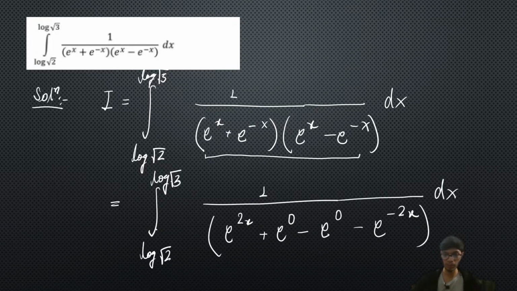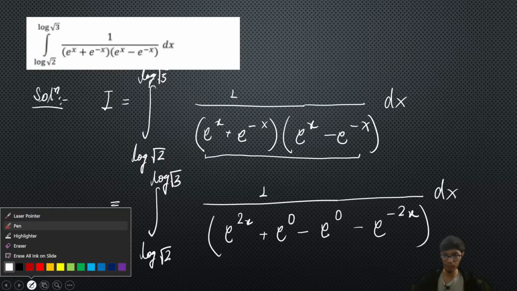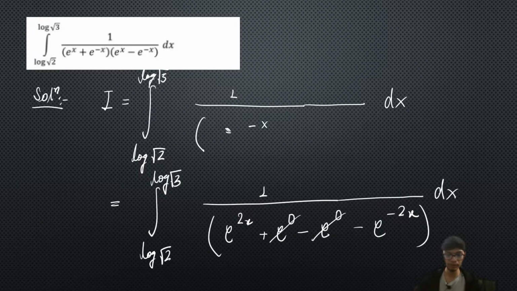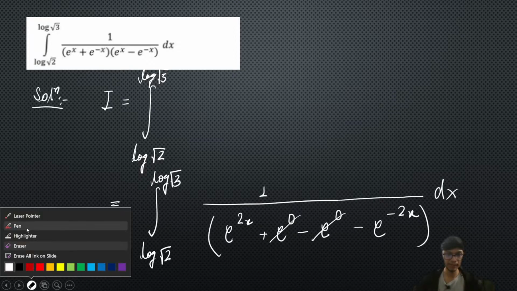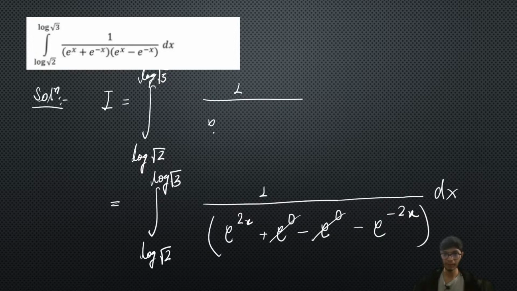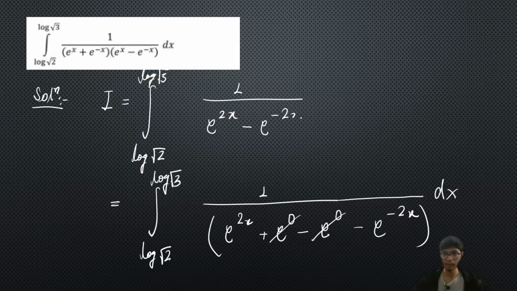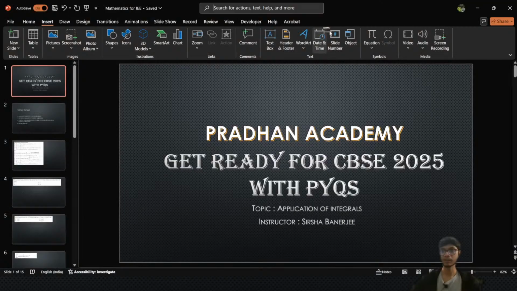Now if we try to solve this part, we can see over here that this part and this part will cancel out. So we are ultimately left with the integrand 1 upon e to the power 2x minus e to the power minus 2x dx, right? If we further evaluate this, it is very simple.